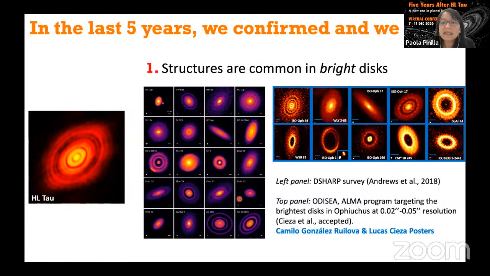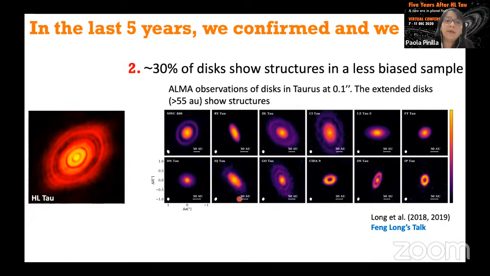But in less biased samples, we find structures in around 30% of the disks. This is based on the results from the Taurus observations at a resolution of 0.1 arcseconds. And interestingly, we find that these structures are all in the extended disks, the ones where the dust is more extended than 55 AU. Recently, Feng Long obtained 2-wavelength observations of a couple of these disks and compared the distribution at the 2 wavelengths to test the idea that these structures are due to particle trapping. And Feng has a talk in this conference about this.